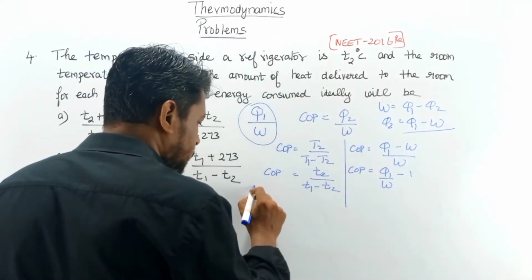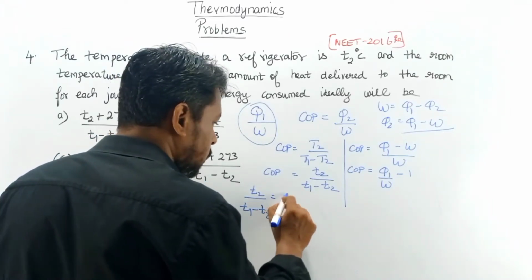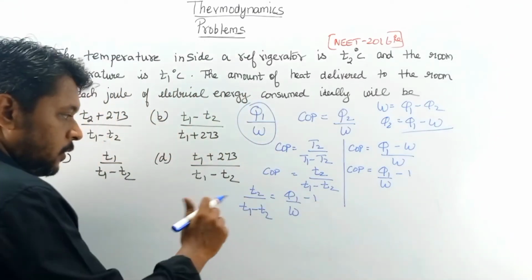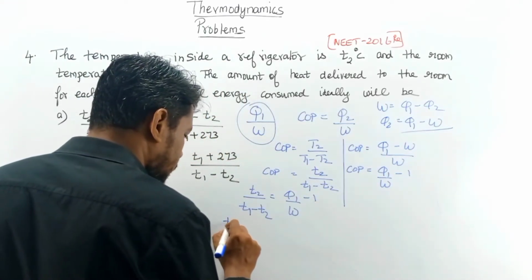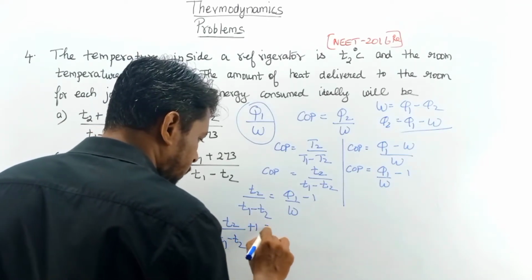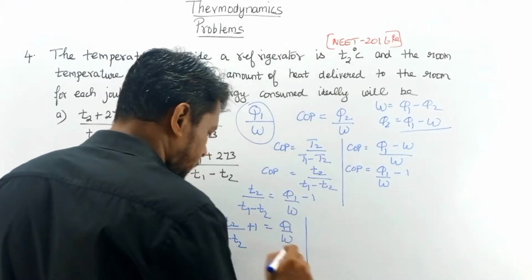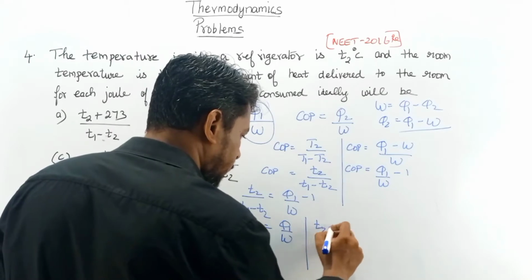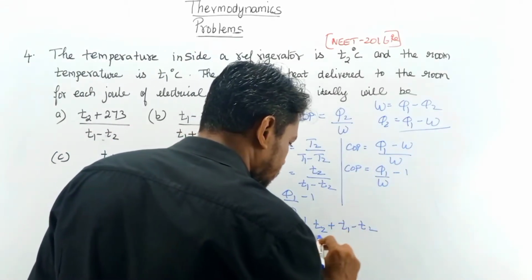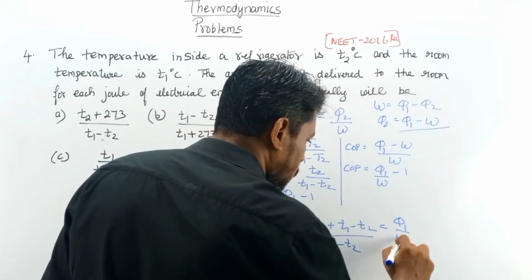Now equate both equations. T2 by T1 minus T2 will be equal to Q1 by W minus 1. Now take this 1 to this side. So you will have T2 by T1 minus T2 plus 1 will be equal to Q1 by W. Take the LCM. So T2 plus, when you take the LCM, divide by T1 minus T2, which is equal to Q1 by W.